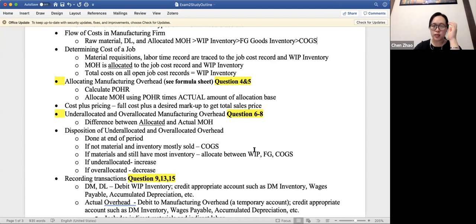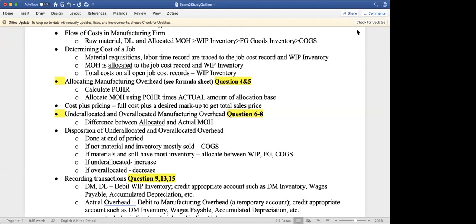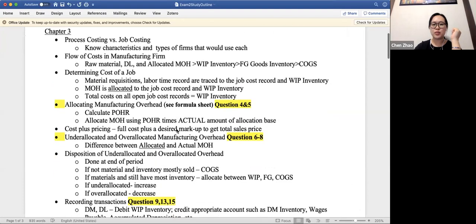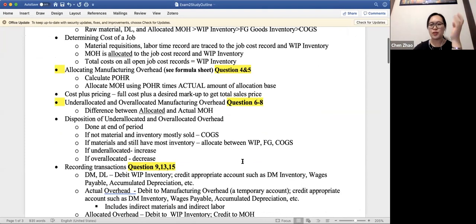Can anyone tell me how to do the allocation with MOH? Start from the beginning. What do we do first, and then what do we do later? Anyone? Are you looking? Yeah, you can probably open up the class notes for chapter 3 in the meantime, just to look back and forth and remind you about this material. Last call, anyone?